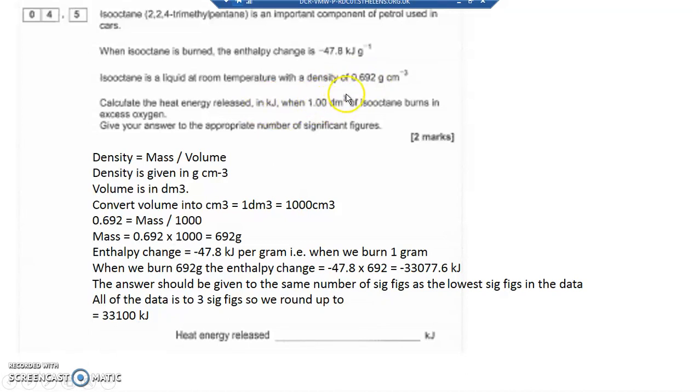And we've been given a volume. Why are we given density? Well, density is mass over volume. That's the only equation we know, and that must be the equation to use if we're given density. Otherwise, they wouldn't give us density. Density is mass over volume.